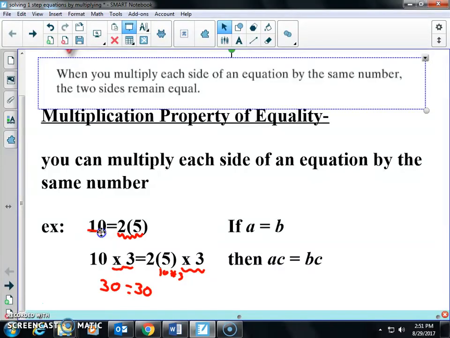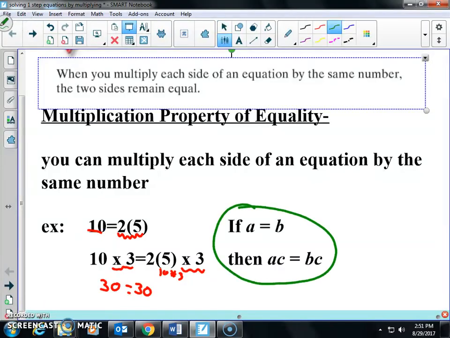And over here on the right, this looks a little confusing. All that means is if A equals B, if whatever's on side A is equal to whatever's on side B, and we multiply both sides by the same thing, we're going to take A and multiply it by C, whatever C is. We're going to take B and multiply it by C, whatever C is. If we multiply by the same thing, our equation stays equal.